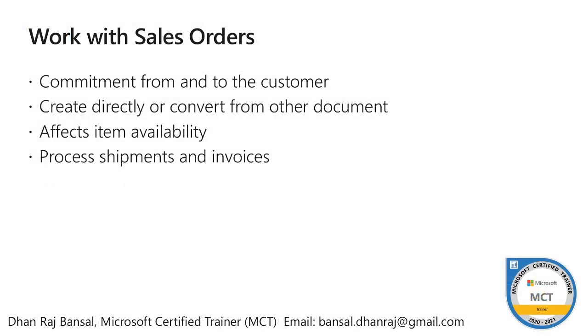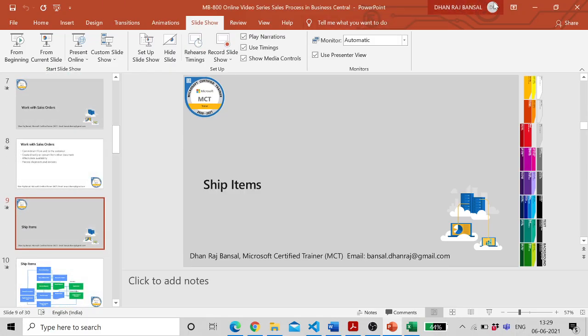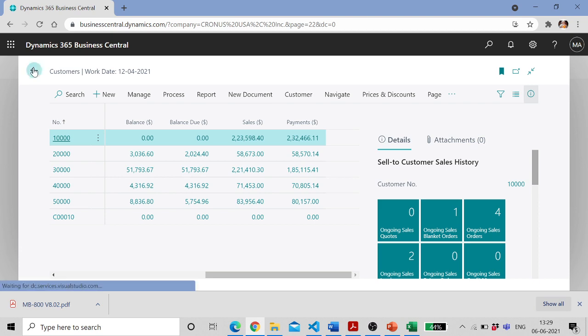Okay, let's work with the sales order. Basically, a sales order is a commitment to and from the customer, from both parties, the customer and your company, Kronos. Both have certain commitments, which are mentioned in the sales order. You can create it directly, or convert from other documents. We have seen that it can be created from a sales quote and a blanket sales order. It affects item availability, your planning, your projections. Then we can process shipments and invoices. So let's go to the sales order.